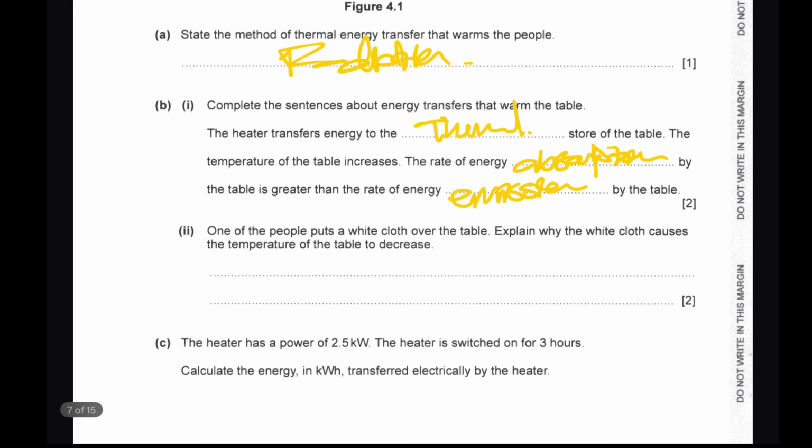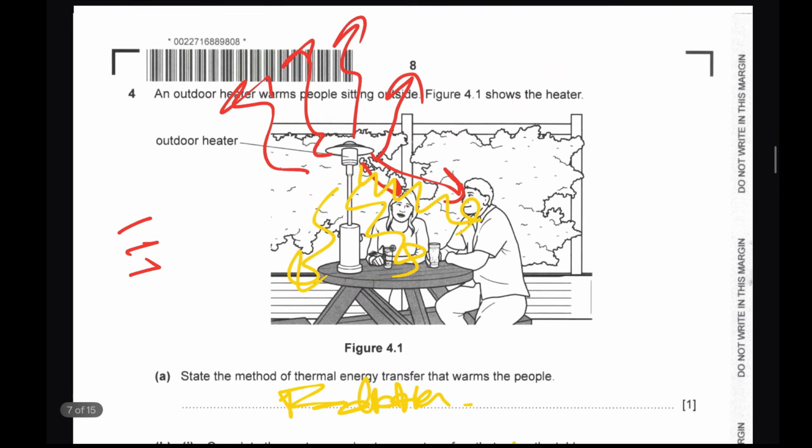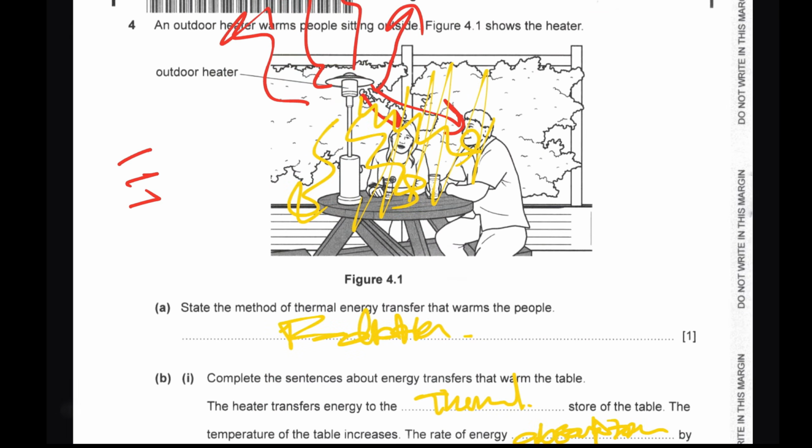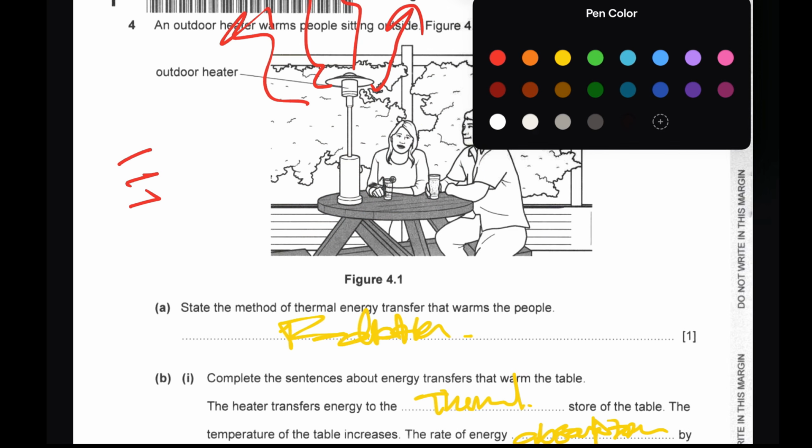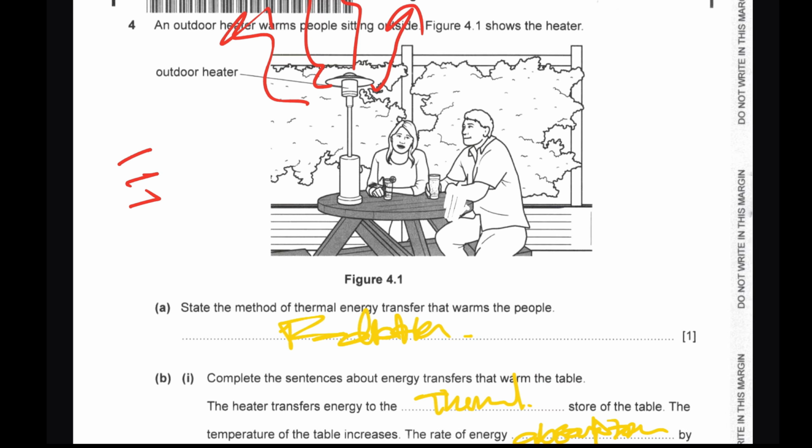One of the people puts a white cloth over the table. Explain why the white cloth causes the temperature of the table to decrease. So basically, the reason is the main energy transfer method is radiation. If you put a white cloth here, then it's going to reflect off the thermal energy. So it's going to reflect off more.